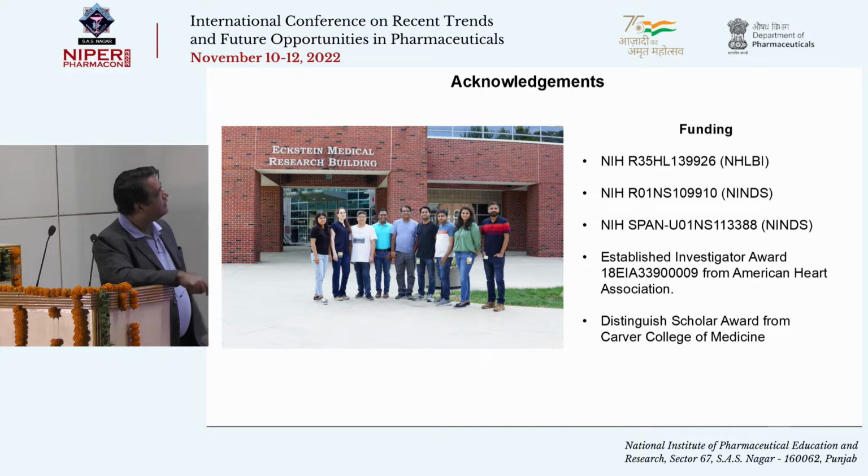So, this is my lab. I used to have 10, 12 people. Now this is the lab. Most of the work that I showed you was done by Manas, and the other people who left my lab have become research professors in different universities. My lab is funded by an NIH R35, an NIH R01 from NINDS, and the NIH SPAN, where we do multiple testing. I am also an actual investigator of the American Heart Association. And recently, I was given a Distinguished Scholar Award and funds for developing this into a novel therapy. Thank you.